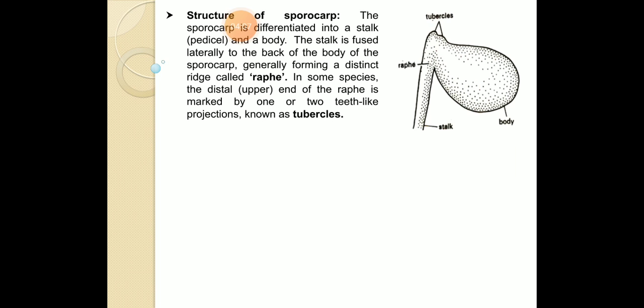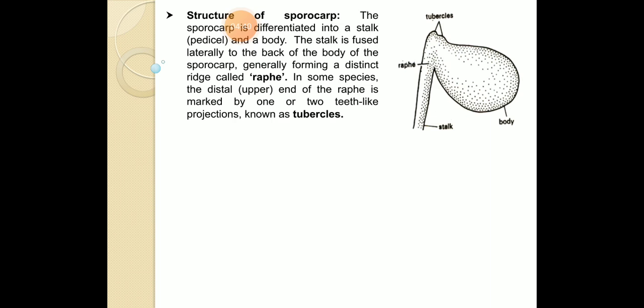So this is actually the structure of the sporocarp. As I already told, it is a bean like structure and a simple structure, having the stalk, raphe, tubercule and the central body. The sporocarp differentiates mainly into the stalk, that is a pedicel, and a body. The stalk is fused laterally to the back of the body of the sporocarp. Generally this is referred to as a raphe.